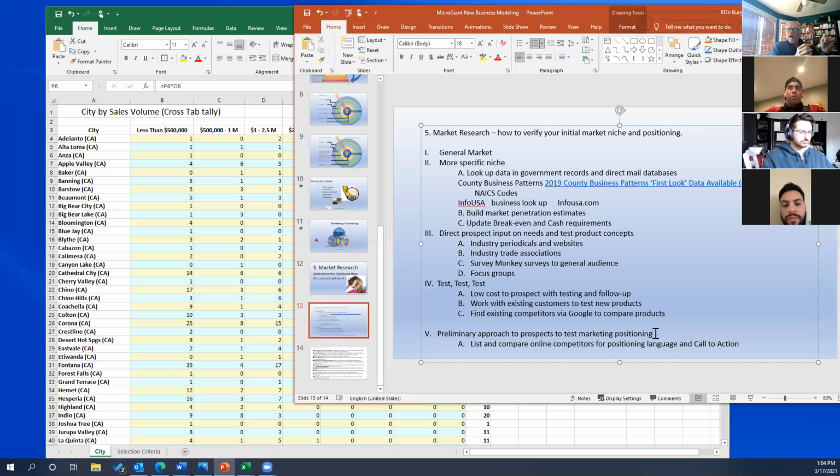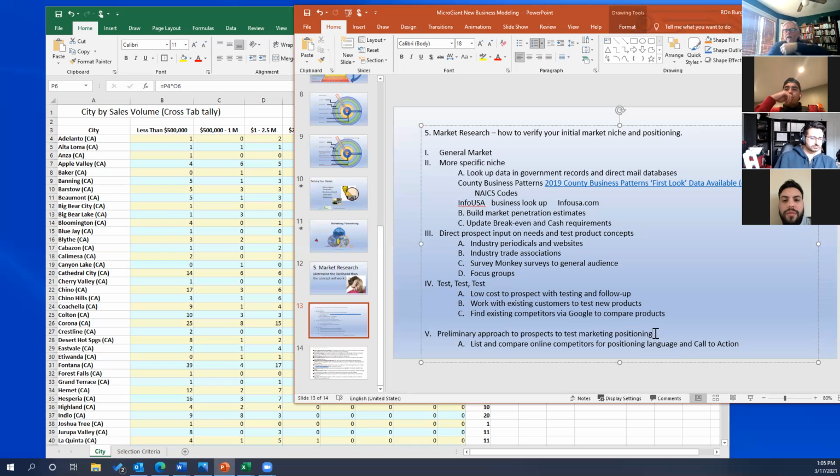And then finally, you're going to look at the preliminary approach that you took to your positioning, and you're just going to test that and say, okay, we thought we were going to position our company this way. Now that we've gone through and actually done the research, does that positioning still make sense? So you take your positioning, which should be in a positioning statement that's very clear about how you're going to position your product or your company.